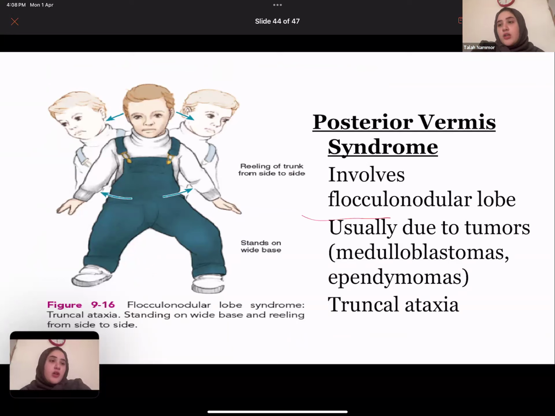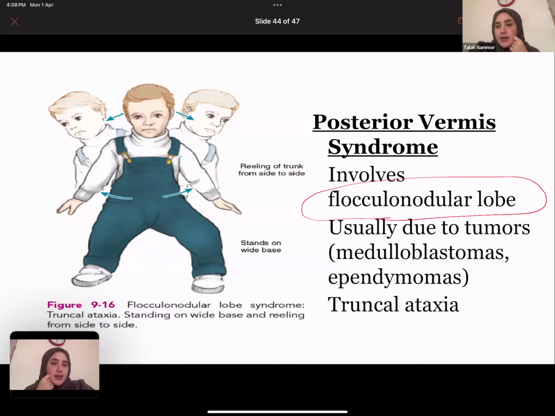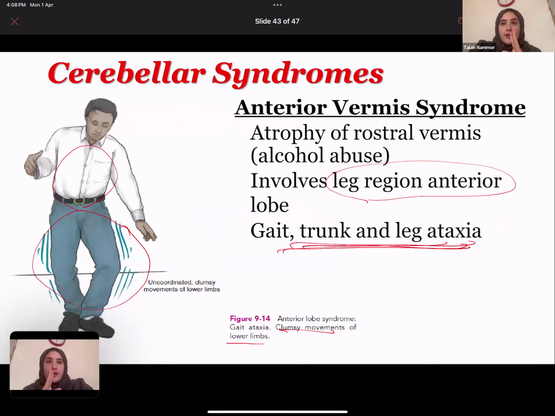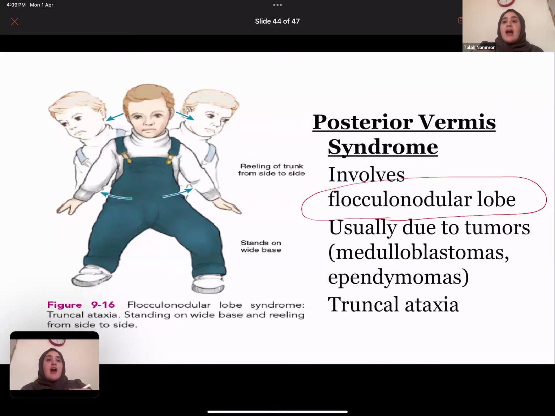It will involve the folliculonodular lobe. Because it involves the folliculonodular lobe, remember how it's related to the vestibulocerebellum. So the eyes are not going to be normal and they're going to have imbalance. They're going to have something called truncal ataxia. So in anterior, it's leg ataxia, and the walk is going to be weird. In here, we're going to have truncal ataxia in the trunk.